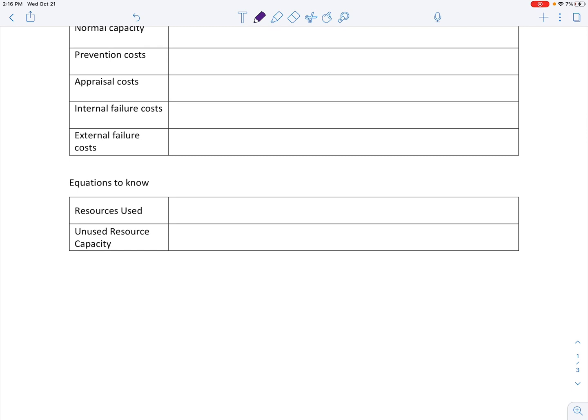So there's two equations that don't jump right out at you in this chapter. One of them is talking about resources used. Your resources used is your cost driver rate, obviously in reference to that ABC costing, and you're going to multiply that by your cost driver volume.